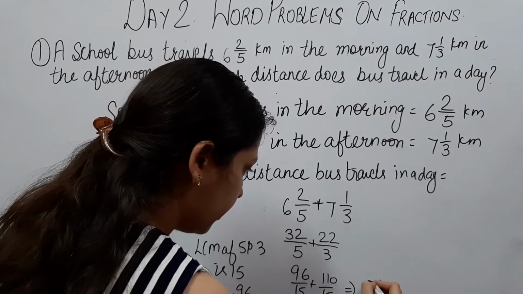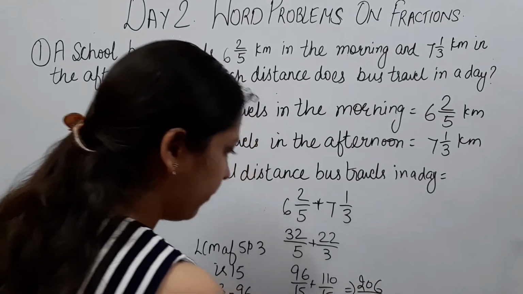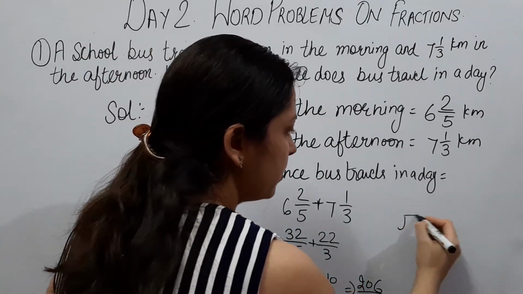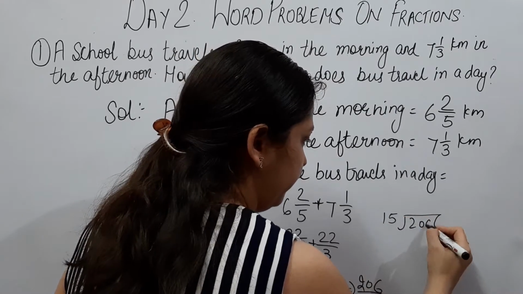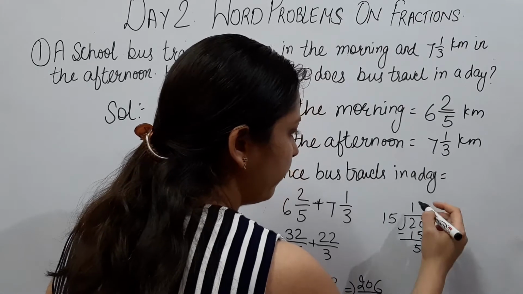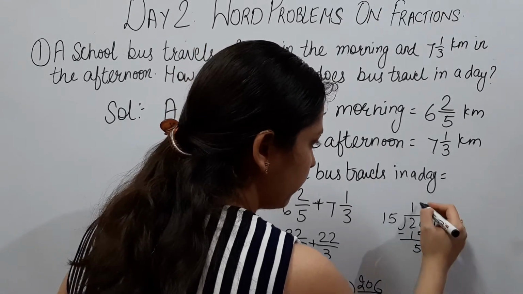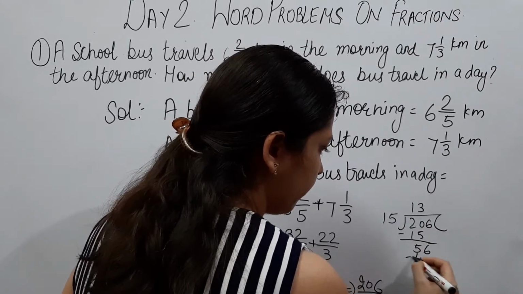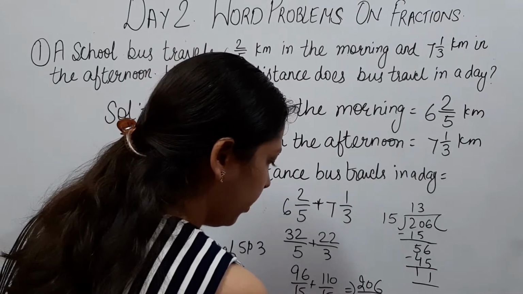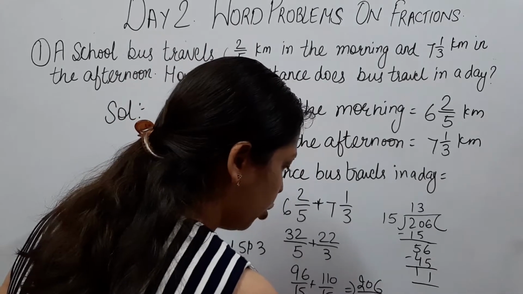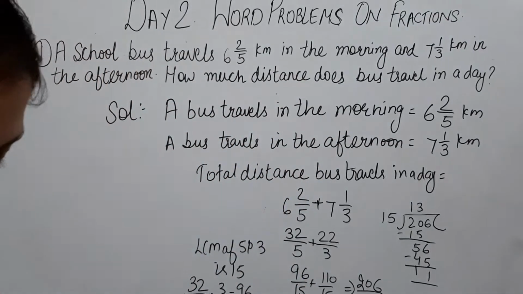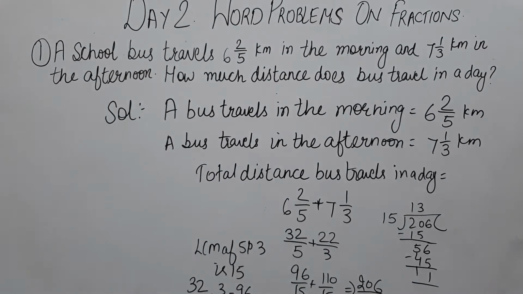So we get 206 by 15. As we had mixed fractional numbers in the question, we will also find our answer in mixed fraction. 15 times 1 is 15, 5 is the remainder. Now 15 times 13 is 195, and the remainder is 11. So the answer is 13 whole 11 by 15. The bus travels these kilometers in a day. I hope you get this question.